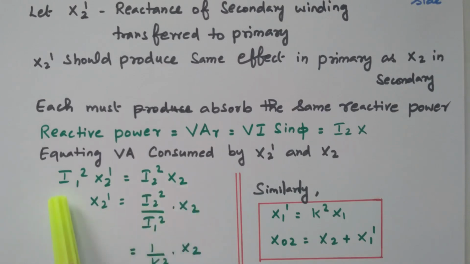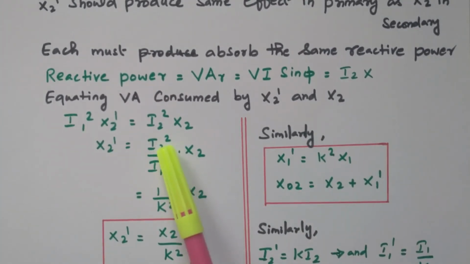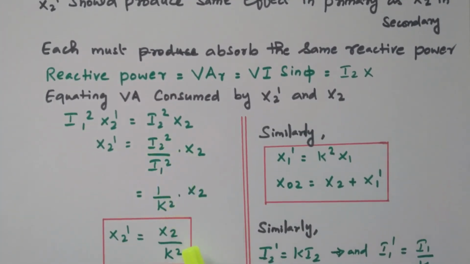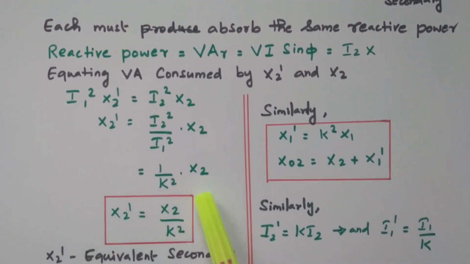While transferring to primary, it becomes I1². The reactance becomes X2 dash, right? X2 becomes X2 dash. Current is from I2 to I1. So from that we can find X2 dash equals, bringing I1 to the denominator, I2² by I1² into X2. We know that I1 by I2 is K, here I2 by I1 is available, so it is 1 by K.